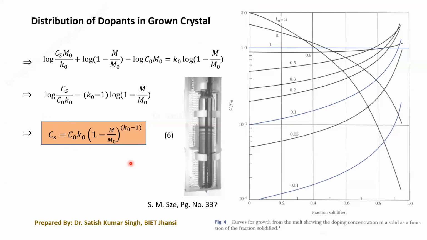So we have already discussed this curve, the family of curves that we got for different values of K naught, the segregation coefficient, which is a material parameter. This is the discussion that we already did. Now, today we have to do a little deeper discussion into it. So we'll look at that.